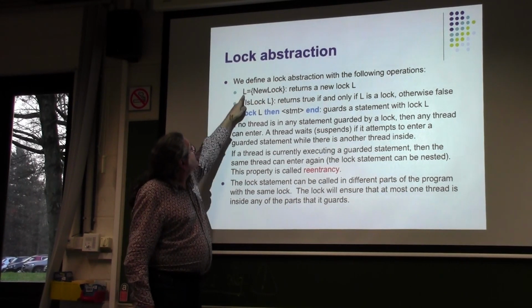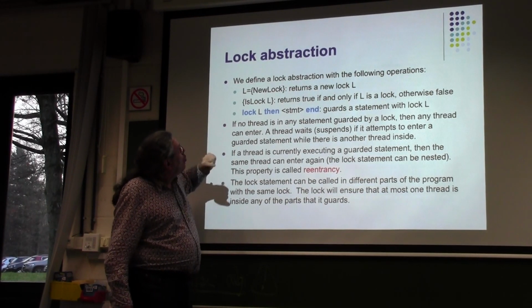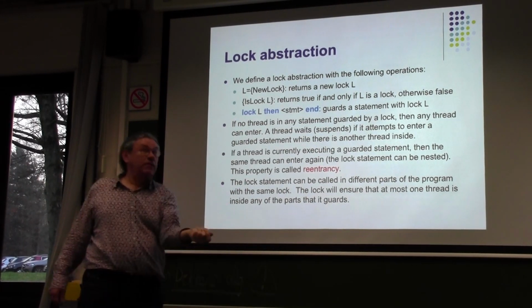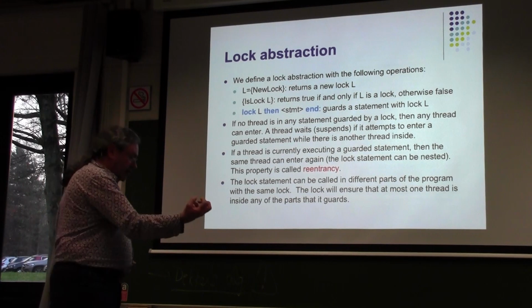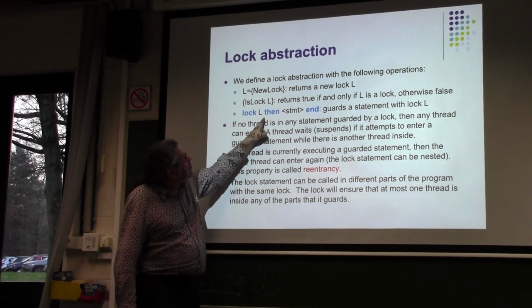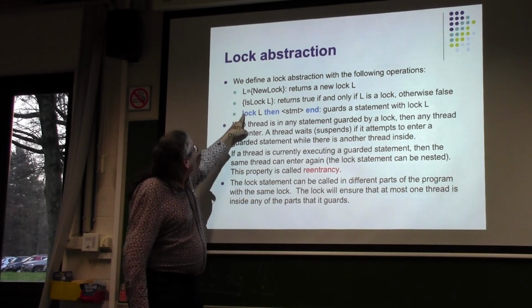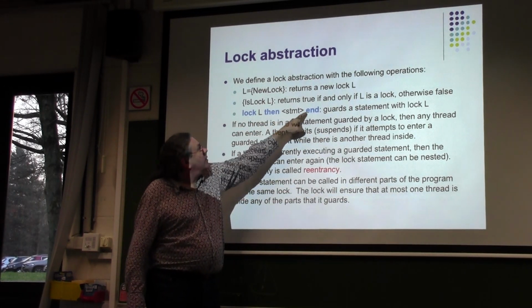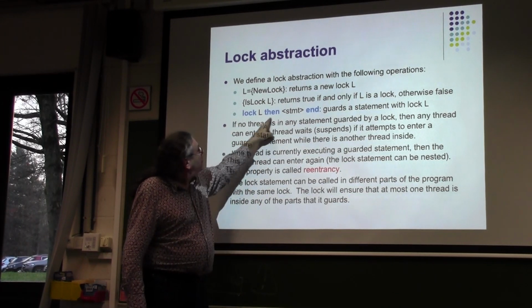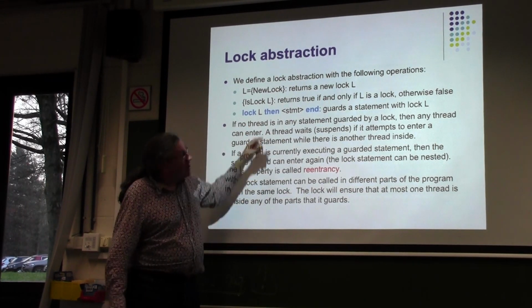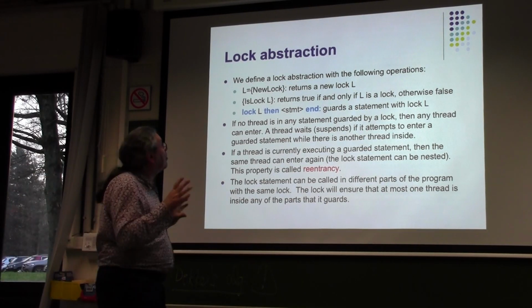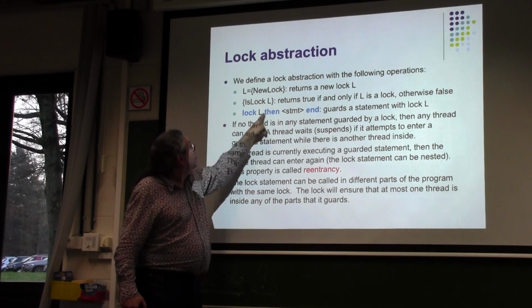So here's an abstraction. New lock creates a new lock, L. We can also test whether L is a lock. Okay? And we can store locks inside of data structures. A lock is like a piece of data, actually. And then there's the guarding: lock L, then statement N. This is the OS syntax of this. So OS provides locks, like many languages provide locks as part of the language. Okay? So this guards the statement.